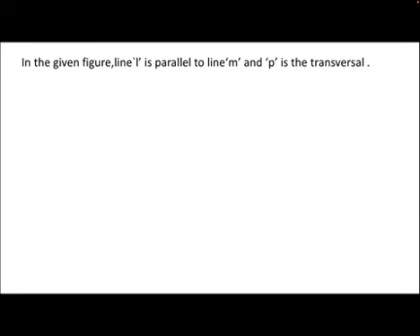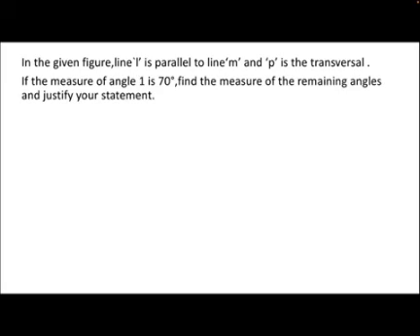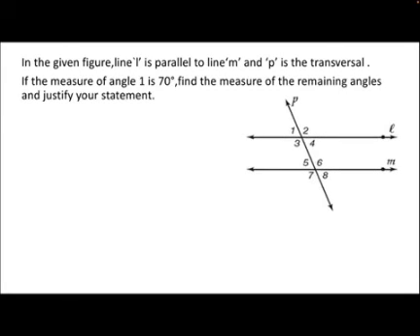In the given figure, line L is parallel to line M and P is the transversal. If the measure of angle 1 is 70 degrees, find the measure of all the remaining angles and justify your statement. Okay, so I told you in the exam or test, in the statement you will be writing the angle measurements. But you have to give reasons. Now you know what the reasons are.